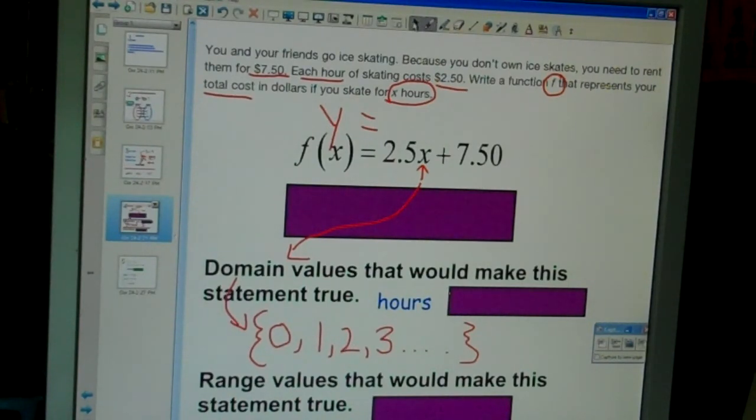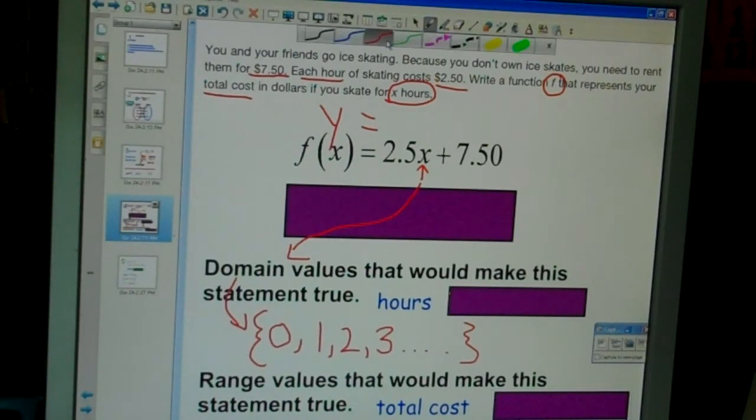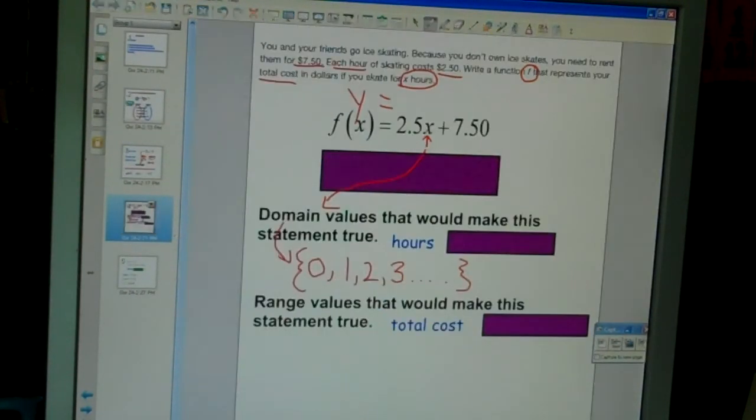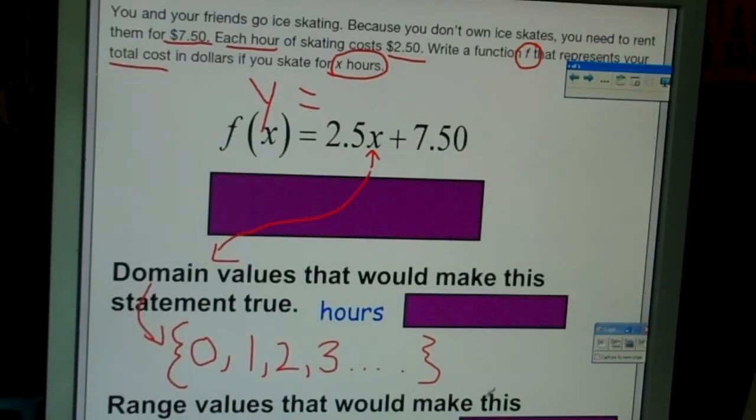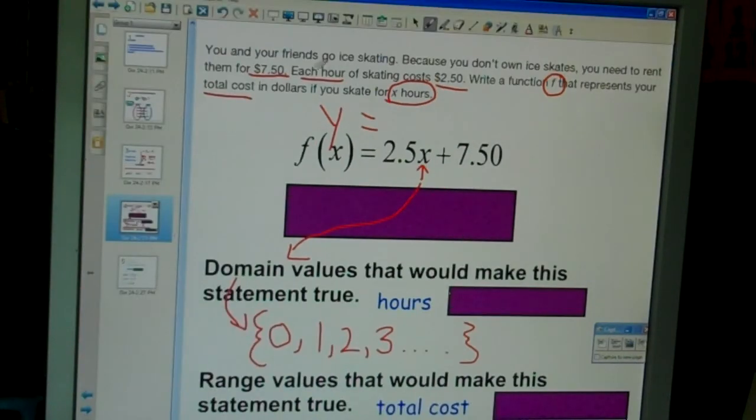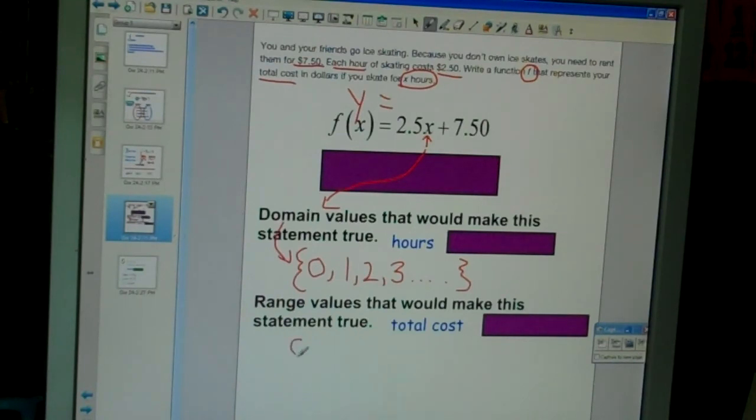Now we want to look at our range. So if I'm only putting in positive values for my domain, then my range, my outputs, should they be positive or negative? They should be positive, okay? And my range is my total cost. So let's do a set notation for range. Let's see, can I extend the page here? There we go. Set notation.